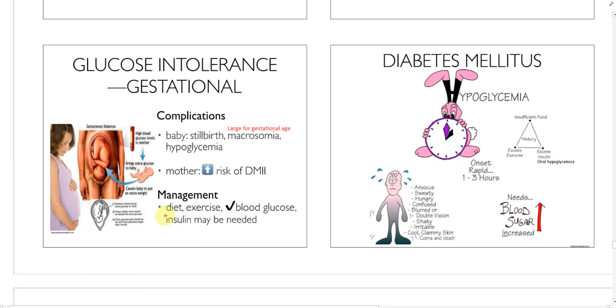Managements we're going to include having a diet that meets the needs of the mother without going into extreme overabundance of calories, promoting exercise, which helps with insulin resistance, checking blood sugar, and providing insulin as needed.